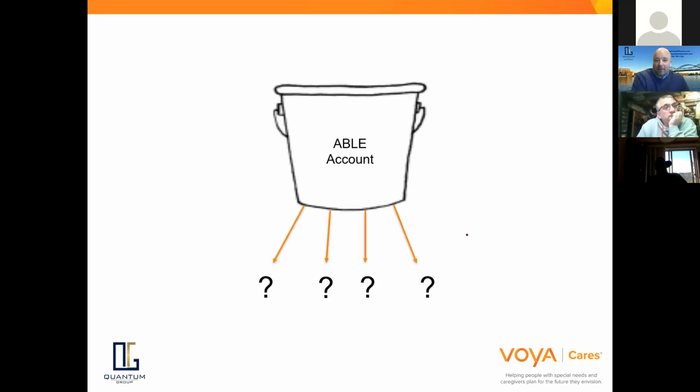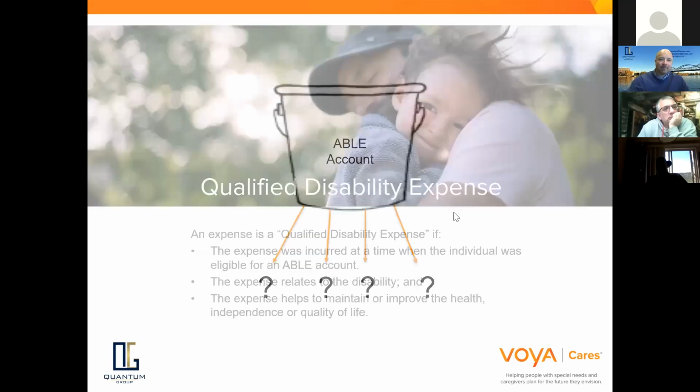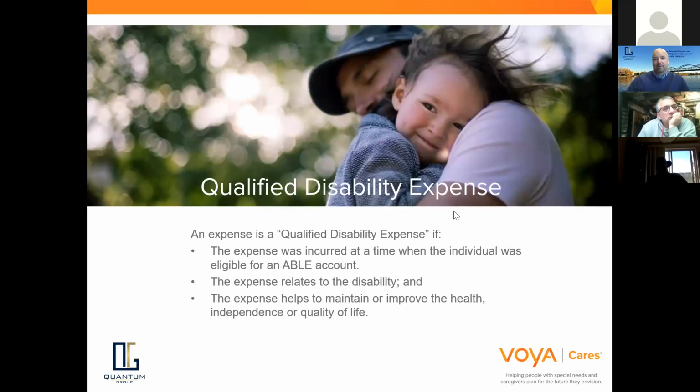So, the last part that we talk about with most of these slides, I hope that you guys are still awake: ABLE accounts. What can you spend it on? Why would you want this? What's the point? And what's very nice about it is a very broad spectrum of things that you can spend on as a qualified disability expense, okay?